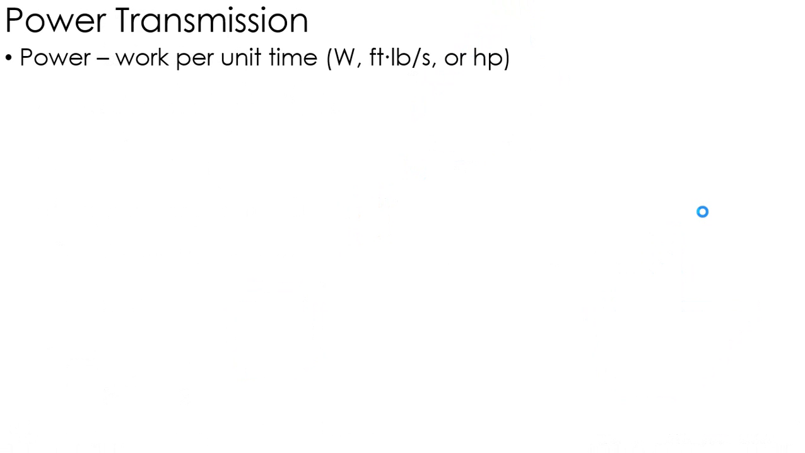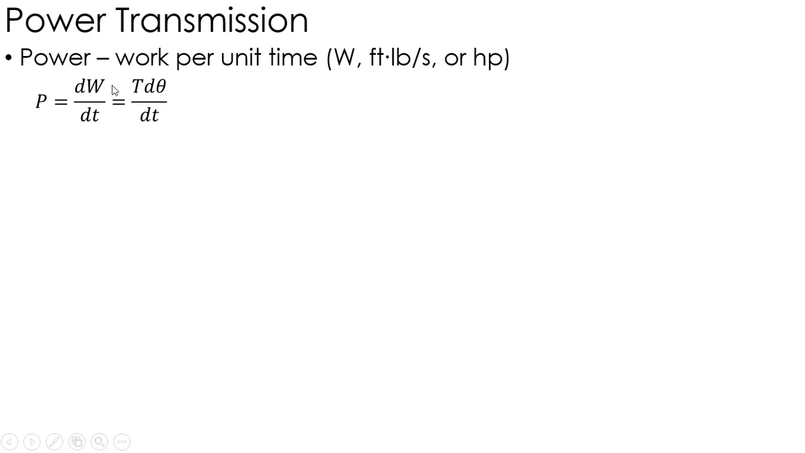Now, one of the key times we use this is actually with power transmissions. The definition of power, many of you may know, is work per unit time. So we're looking at joules per second or watts, or foot-pounds per second, or horsepower. And there's conversions between all these. I'll let you look in your book if you need to do that. But again, by definition, it's the time derivative of work. So it's dW/dt.